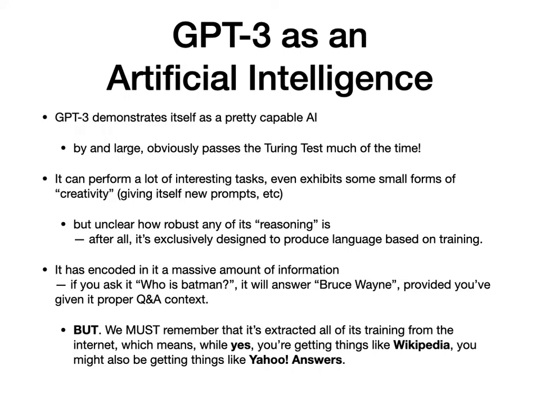Now, a different angle, GPT-3 as an artificial intelligence, it demonstrates itself as a pretty capable AI here. It's obviously passing the Turing test much of the time. It can perform a lot of interesting tasks. It even exhibits some small forms of creativity, right? Giving itself new prompts. That's really cool. But it's also unclear how robust any of its reasoning actually is.